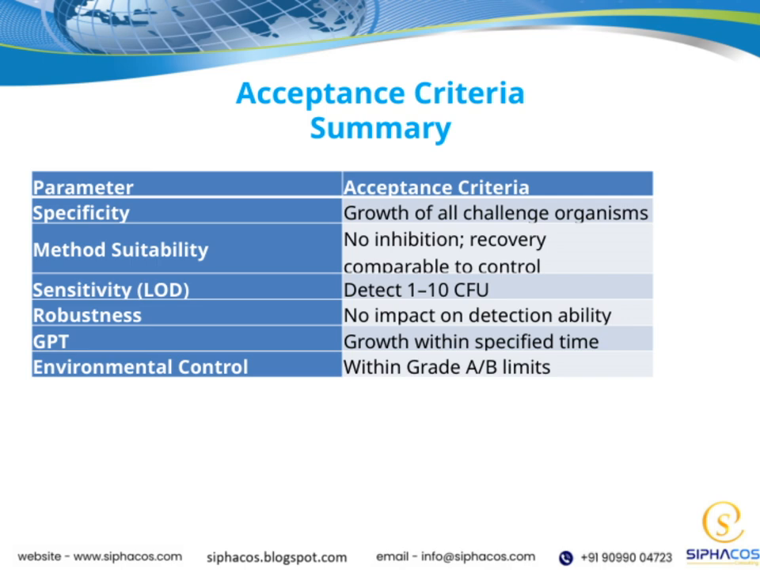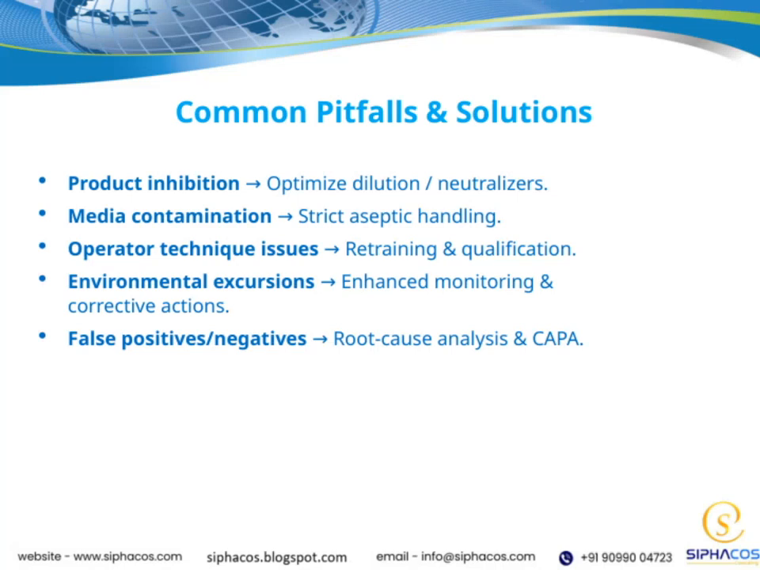Overall, these criteria ensure our method is reliable, sensitive, and consistent, aligning with the overall goal of delivering accurate and dependable results. Let's take a moment to look at some common pitfalls and their solutions. First, product inhibition can be a challenge, but we can address this by optimizing dilution and using neutralizers to mitigate its effects. When it comes to media contamination, strict aseptic handling is crucial to prevent false positives and negatives.